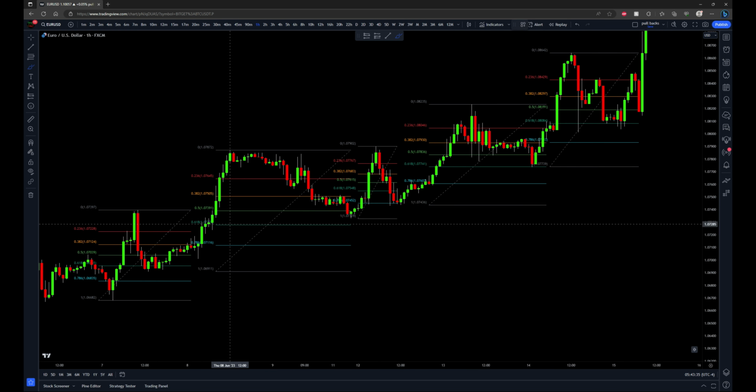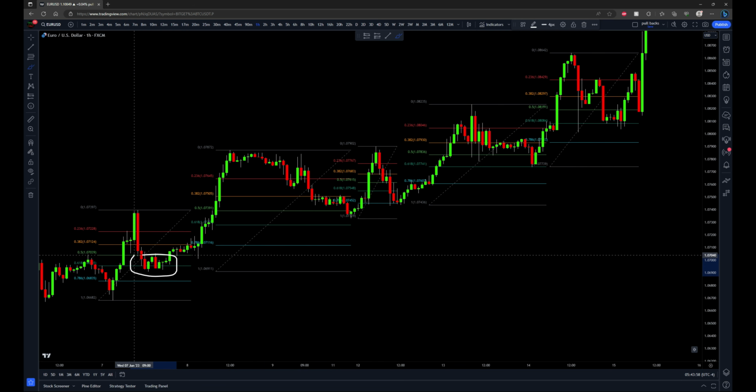The idea here is to draw the Fibonacci retracement tool in the context of an uptrend from the low to the high of an impulsive move in the trend's favor, and then look for price to retrace on a corrective move to at least the 50% retracement level, and then looking for a discounted entry below that 50% retracement level. So we would be looking for entries below here on this move, this correction.